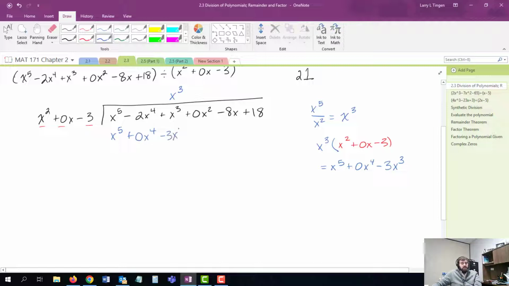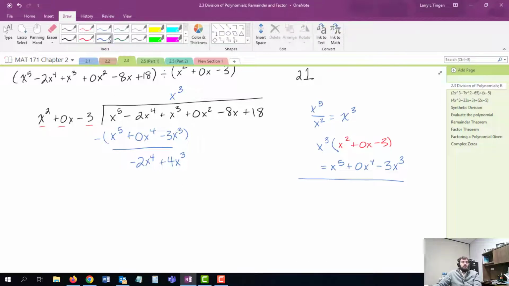Minus 3x cubed. In long division, this is always subtraction. X to the fifth minus x to the fifth is nothing. Negative 2x to the fourth minus nothing is negative 2x to the fourth. And x cubed minus negative 3x cubed is plus 3x cubed. X cubed plus 3x cubed, 4x cubed.